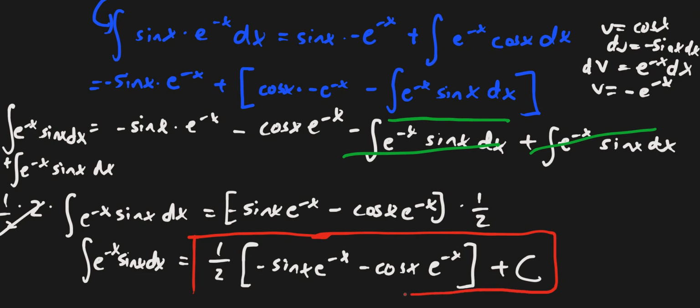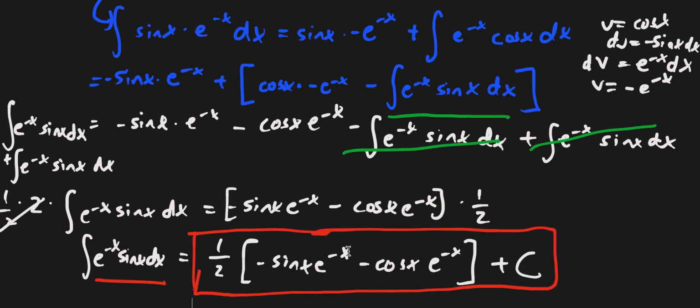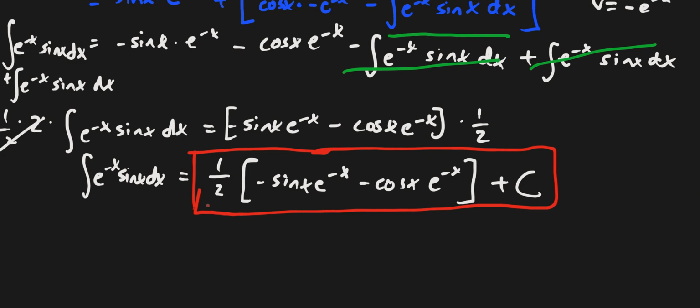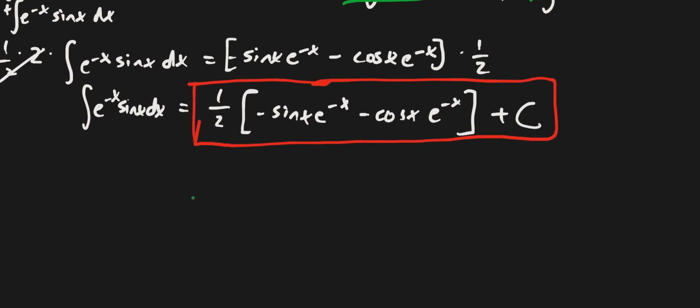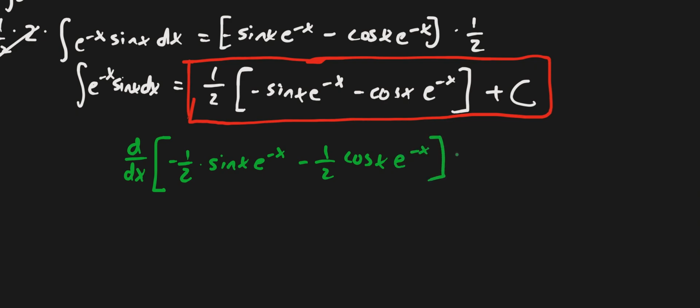And we can obviously check our work. We can check our work by finding the derivative of this, and that should be equal to this. So let's go ahead and do that. So this is going to be, do this in green, the derivative of negative 1/2 times sine x e to the negative x, I just multiplied that in, minus 1/2 times cosine x e to the negative x. And this plus c, the derivative of a constant, is 0. We don't need to add that in.